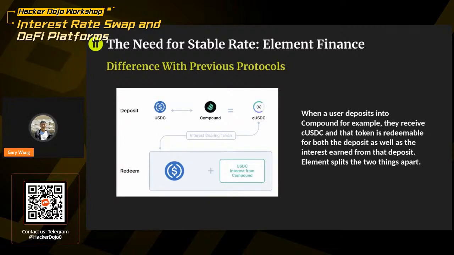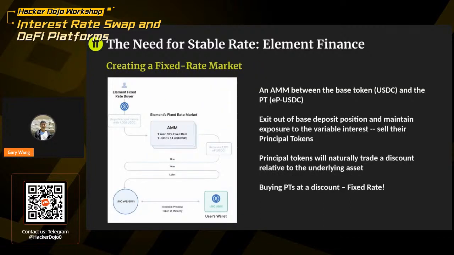I have said a lot of different market operations, and among them, the most important one is the fixed rate market. So with this split, the fixed rate market is made possible. Let me explain. Firstly, the Element protocol has created an automated market maker between the base token and the principal token, that is EPUSDC. Well, it has a relatively long name, so I just call it PT. So the Element protocol will create the market maker. It will make a market between the base token and the principal token.